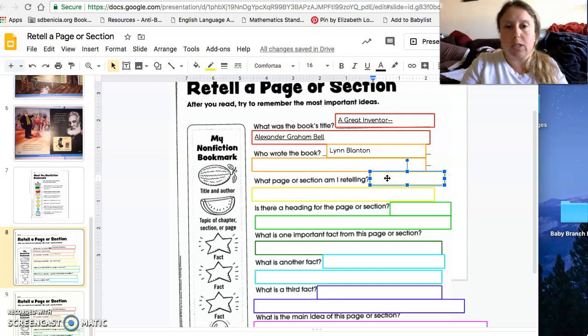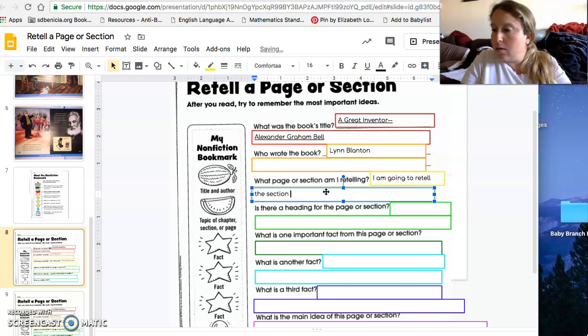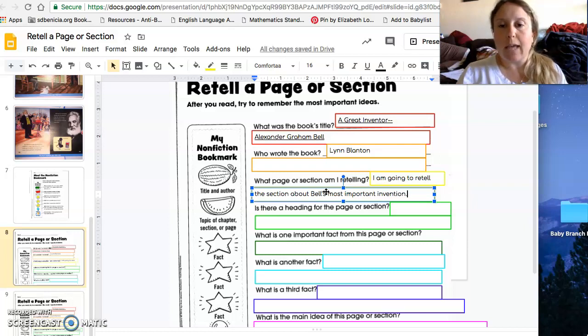And so to answer this question, what page or section am I retelling? I am going to create a complete sentence. I am going to retell the section about Bell's most important invention. Okay, notice the period at the end. Now, maybe yours is about his early life. I am going to retell this section about Alexander Graham Bell's early life. That's all you have to do.